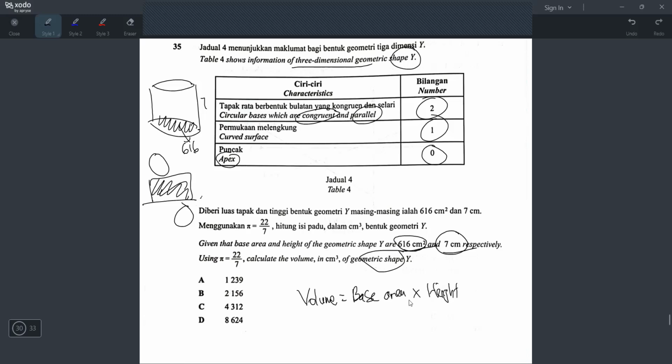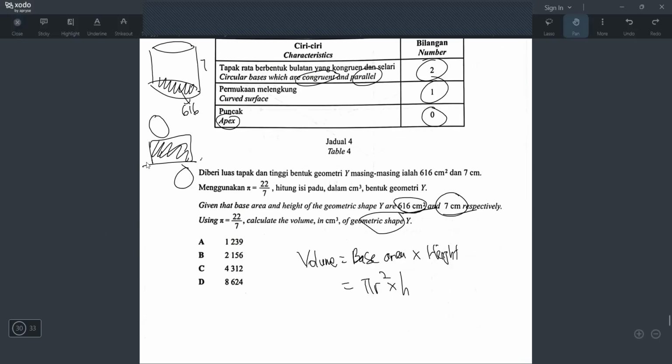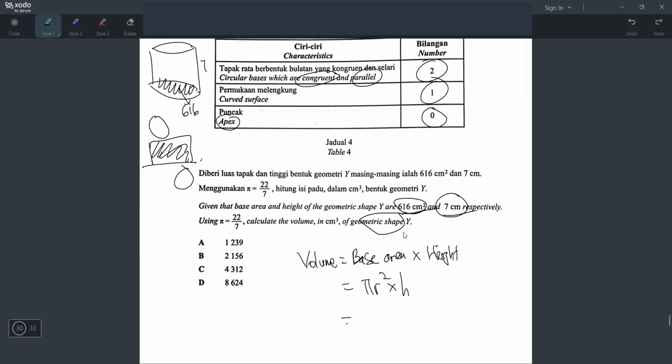Okay, but for cylinder, the base will be a circle. So the formula will be pi r square because that's how you calculate area of circle. And then darab dengan tinggi of cylinder, which is height, right? But if you look at this question, they actually give you the base area, the area of circle already. So you don't have to use the pi r square formula. You can straight away put 616 because they already do this whole thing for you already.